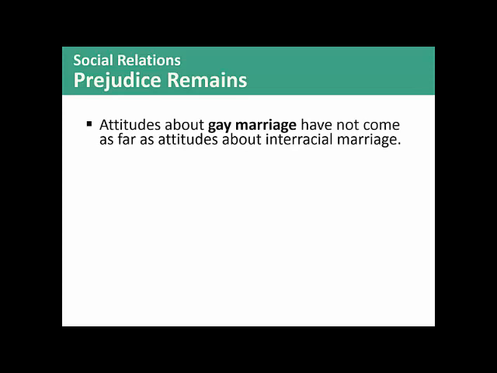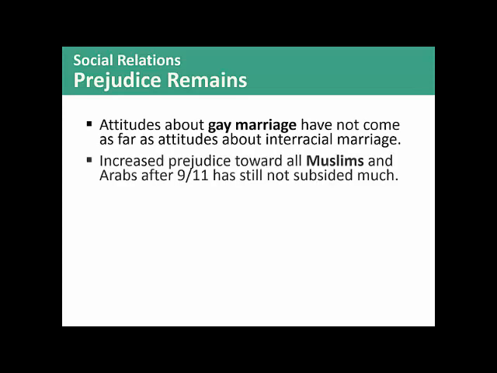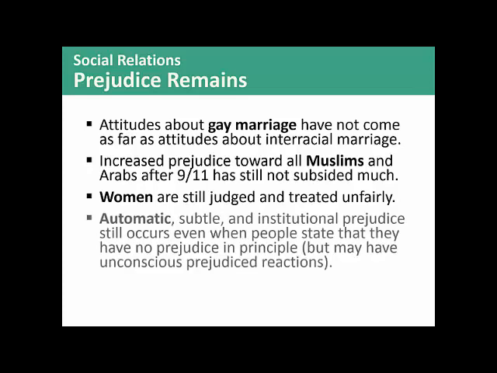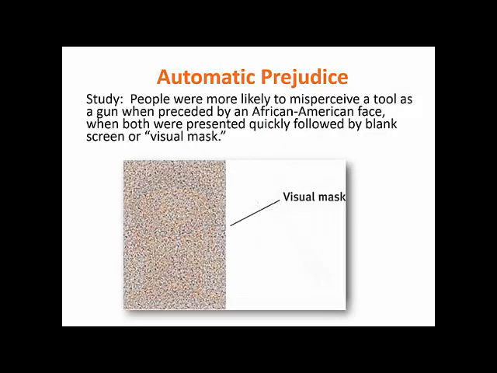So there still remains prejudice in our society, especially about gay marriage. We now see prejudice toward Muslims in our country, especially after 9/11. There's still prejudice towards women. Women are judged differently as opposed to men. And we do have automatic, subtle, and institutional prejudice that still occurs even when people state that they have no prejudice in principle, but may have unconscious prejudice reactions. So even though we all say we are not prejudiced, we may have these subtle, automatic kinds of prejudices that we might not be aware of.